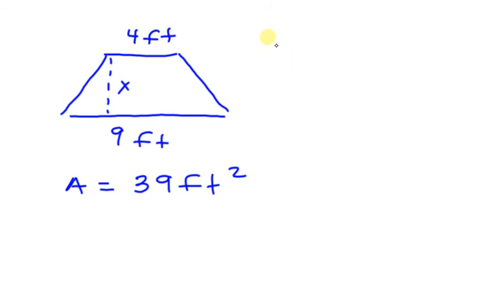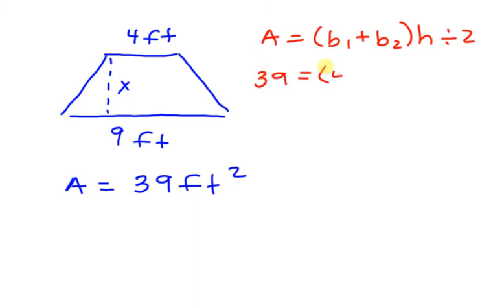So here's what I want you to do. Write out the formula, as always. That's how we start. Base 1 plus base 2 times the height divided by 2. Now let's fill in what we have. We have that the area is 39. We have base 1 is 4. Base 2 is 9. We don't know the height, and it's divided by 2.